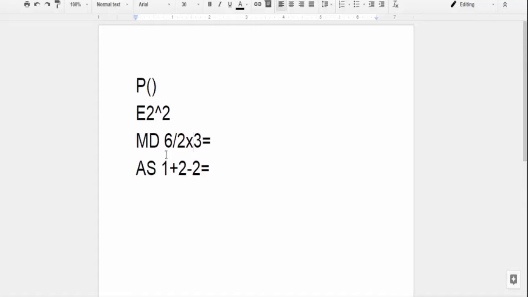So for instance, this problem, 1 plus 2 minus 2. In this one, left to right, 1 plus 2 equals 3, minus 2 equals 1. For this one, you'd have to do 6 divided by 2 equals 3, times 3, which would equal 9. Kind of redundant, but it is something that you must know when doing math.